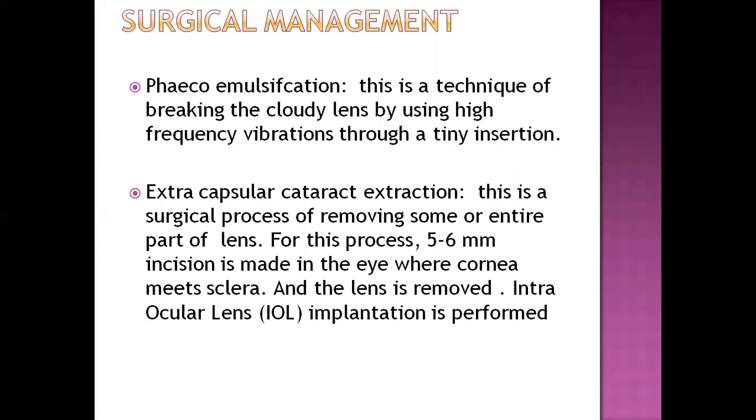Next is extracapsular cataract extraction. In this surgical process, some or the entire part of the cloudy lens is removed. First of all, a 5 to 6 millimeter incision is made in the eye from the edge where the cornea meets the sclera, that means towards the outer part. And then the lens is removed from that incision. After removing, intraocular lens implantation is performed. Because of this implantation, the patient can again have normal refractive vision.